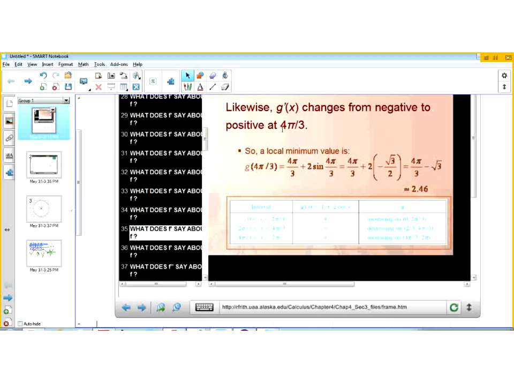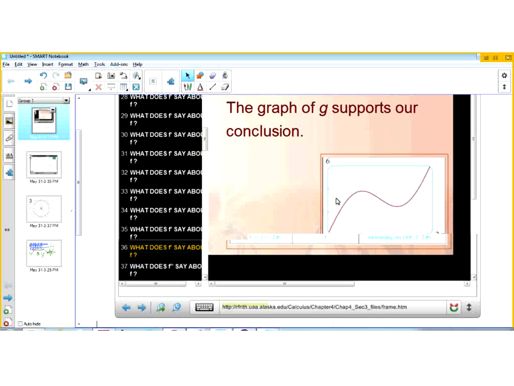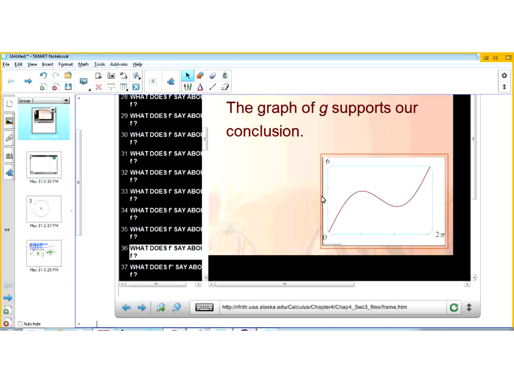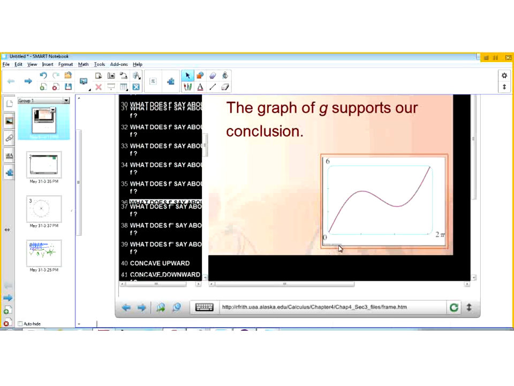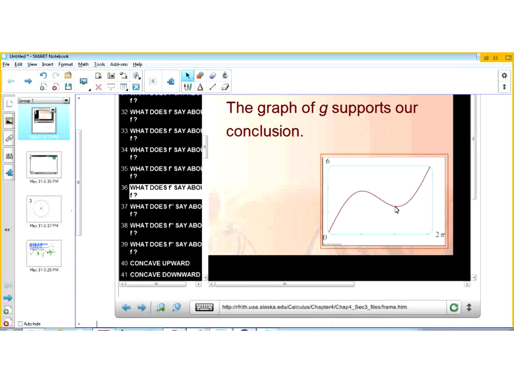And then the local min, we deduced that that occurred at x equals 4 pi over 3, and so g at 4 pi over 3 is 2.46, so that's a local minimum for the function. And here is the sketch. Of course, you could verify that more accurately using the class calculator.